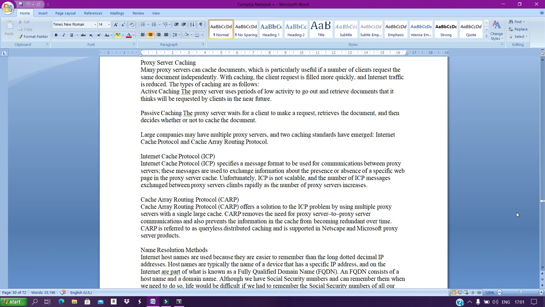Large companies have multiple proxy servers, and two caching standards have emerged: Internet Cache Protocol and Cache Array Routing Protocol.